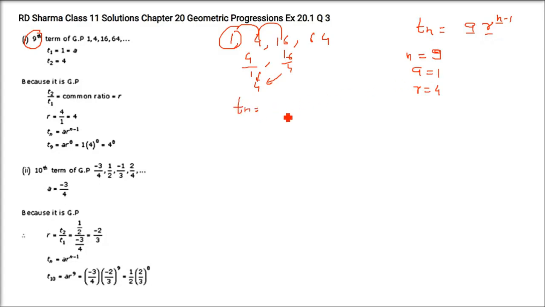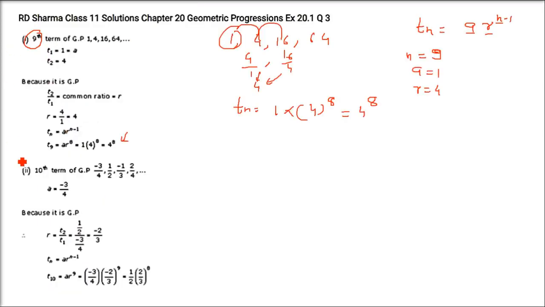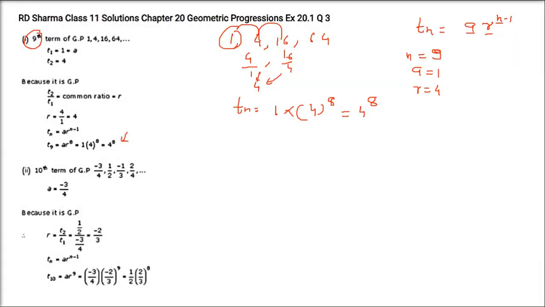Now Tn equals A R to the power n minus 1. So 1 into 4 to the power 8. So 4 to the power 8, this is what we get. Now this question we are going to do. Let me just give you an idea about this also. See, this is the, and let's have a look here.